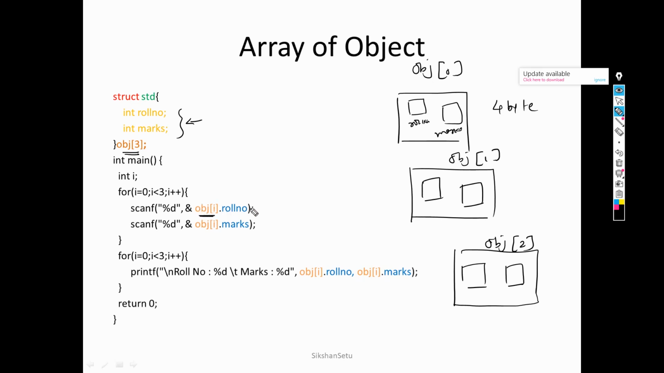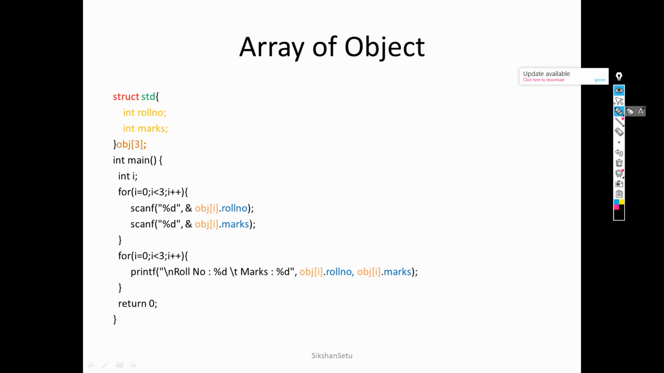So obj of I dot roll number. Whenever the value of I is 0, it is obj of 0 dot roll number. We have three objects, but right now which one am I accessing? Obj of 0. So it will be referring to this object, and in that I am referring to roll number. So it will store the value here in roll number. Likewise, when the value of I is 1, it will be obj of 1, so it will be referring to this object. Likewise you can access all the objects separately and use them as per your requirement. So this is an array of objects. I hope you are clear with this.